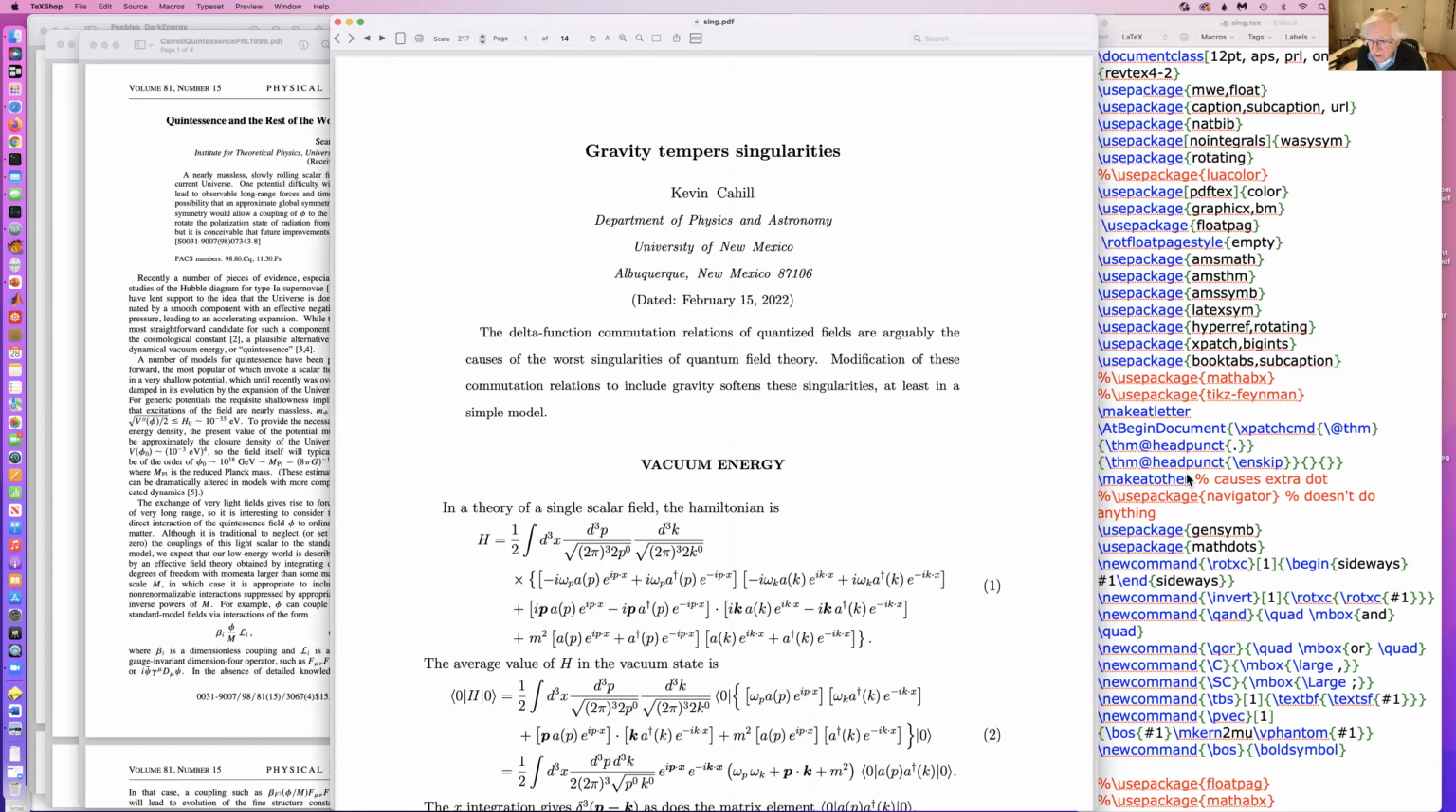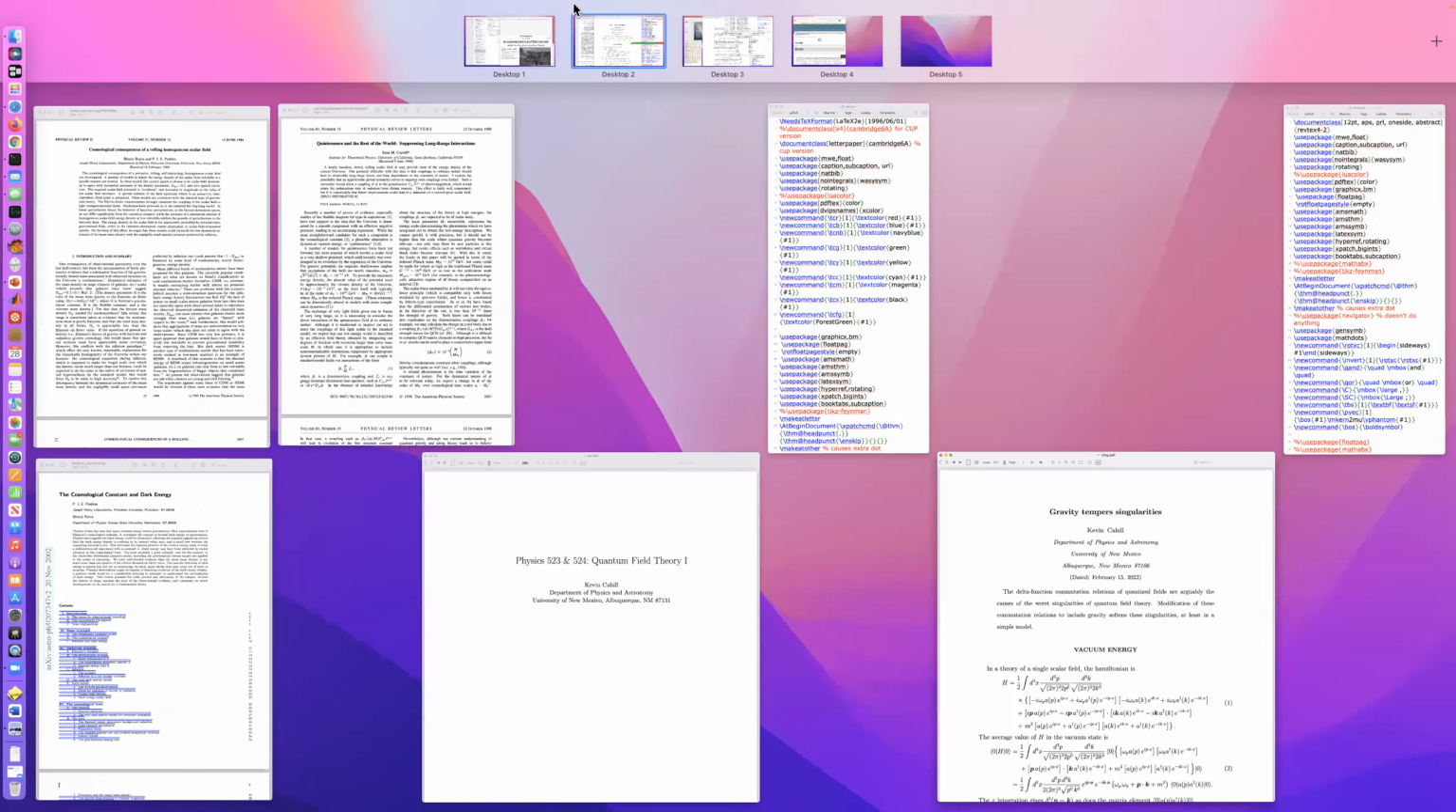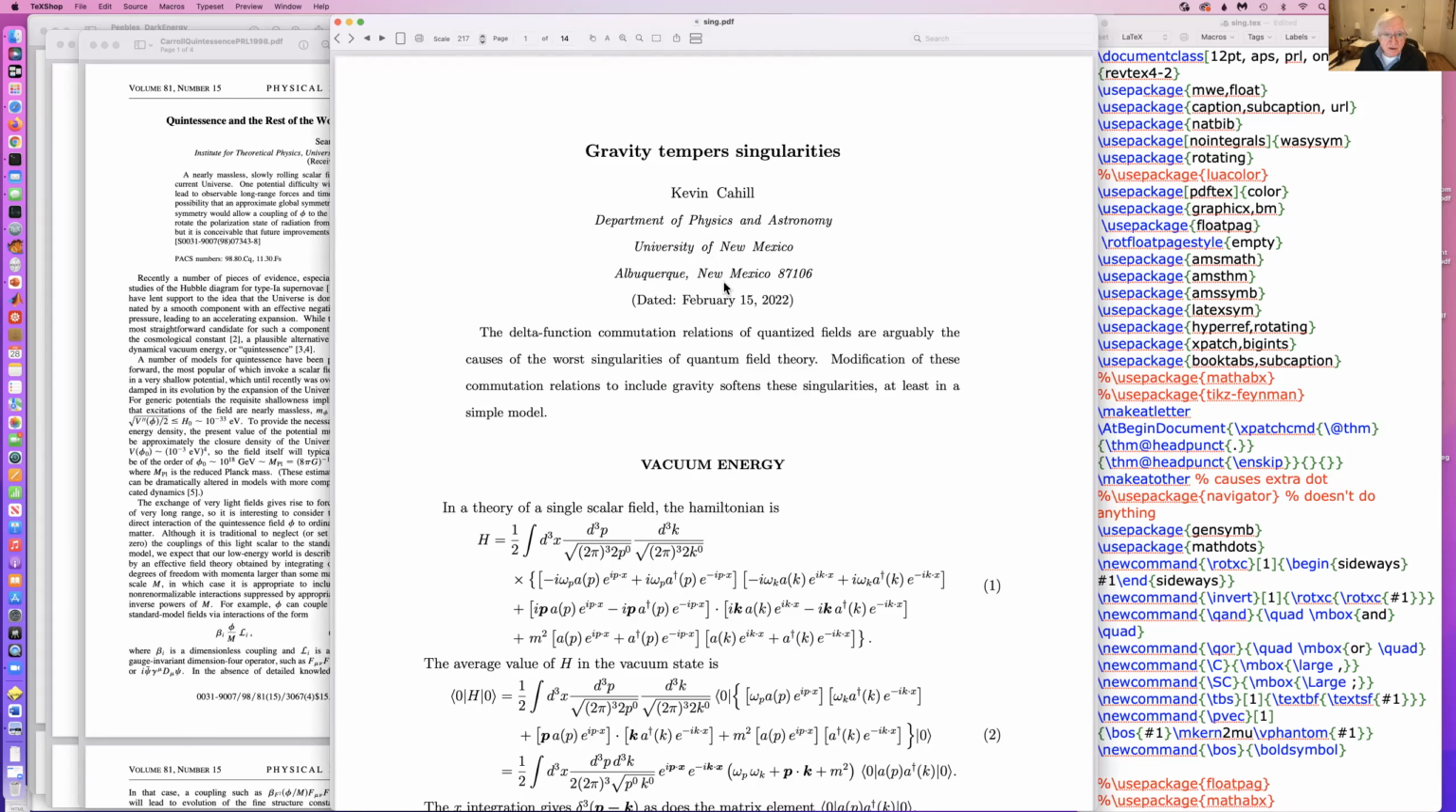I don't see the outline. Which outline? Can you see the screen with gravity? Yeah, gravity. Can you see my mouse move? Yeah, it says gravity tempers singularities. Okay, good. That's what I want there.